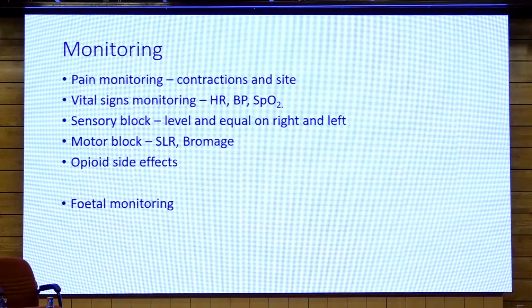Whenever a clinician bolus is given, vital signs are monitored every 5 minutes for the first half an hour. Then the vital signs are monitored once every hour. Sensory block is checked for the level and whether it's equal on both sides. For the motor blockade, a straight leg raising test can be done. Some institutes do a modified Bromage scale, and opioid side effects are looked at.